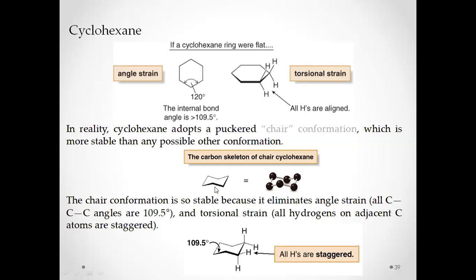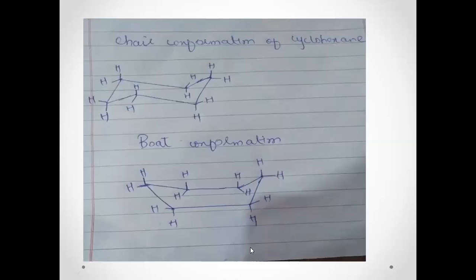This is the chair conformation of cyclohexane. Cyclohexane can form a chair conformation and a boat conformation, but the chair conformation is more stable because it doesn't have any type of strain. The angle is 109.5 degrees and all hydrogens are staggered. This is the chair conformation of cyclohexane and this is the boat conformation. The chair is more stable; the boat is unstable because it has non-bonding interactions.